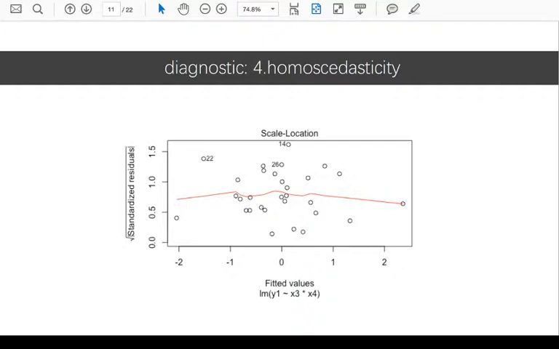And of course, I watched the homoscedasticity of my regression, and I also want a straight red line in the middle. It is also sensitive to the observations. So it's not perfect, but it seems close to the middle.